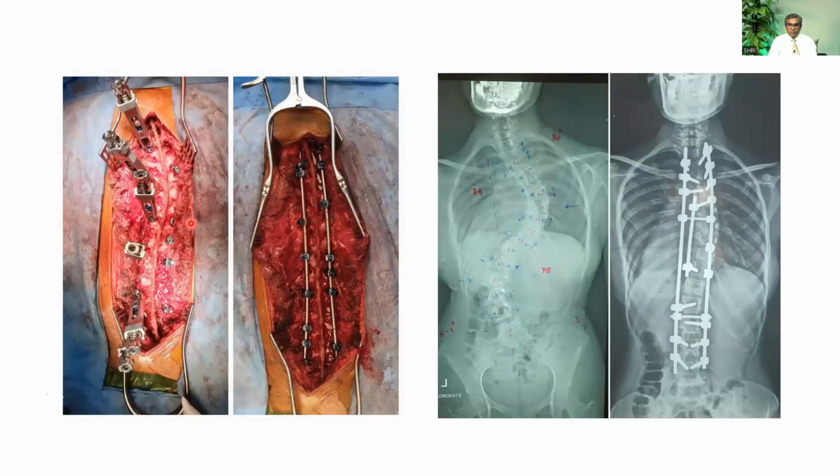So this is a picture of posterior correction of scoliosis. You can see that you have opened up the spine from posteriorly, and we put screws into the pedicles and rotate the spine into place. You can see in this X-ray where this girl has an 84-degree curve in the main thoracic area, and a 78-degree curve in the thoracolumbar area. Both curves have been addressed posteriorly with screws into the pedicles and rods.